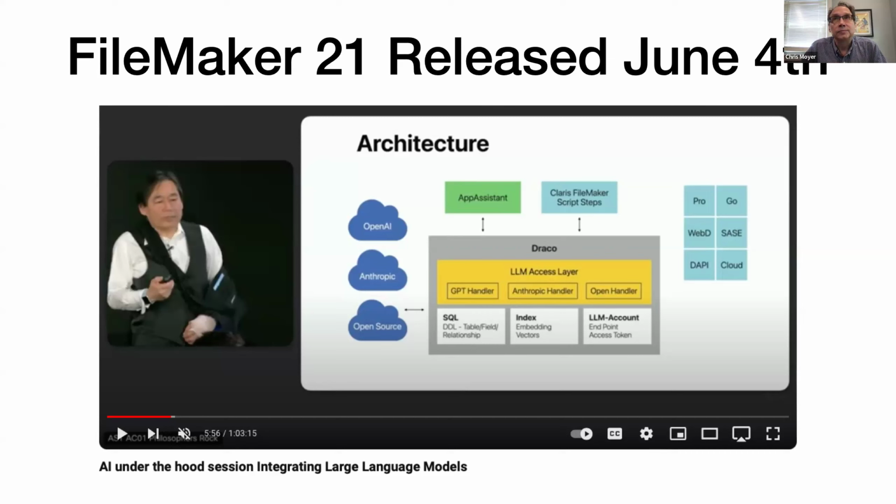And when 21 was released, if you notice right here, I think you can see my mouse, we have this LLM access layer, and we have an OpenAI GPT handler, an Anthropic handler, and an Open handler. When this was released, we only got this one. And so that was just sort of noticed by lots of people in the community, like, we only have OpenAI stuff here. So presumably, since he's talking about it, and this is part of the architecture, this other stuff is still in there, and we'll get access to it at some point.